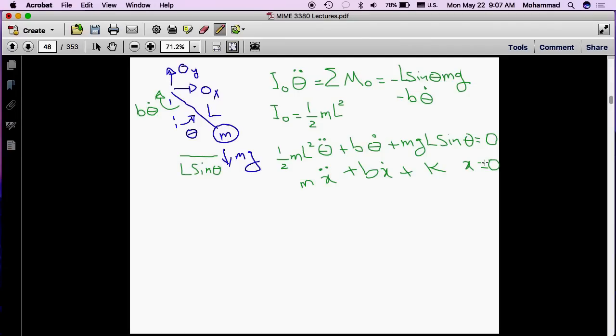Now when it comes to the portion of the system that stores energy and releases energy, in the linear system we have the spring, something that deflects and stores energy and gives it back. So potential energy stored gives back as kinetic. So what has that function for our rotary system?